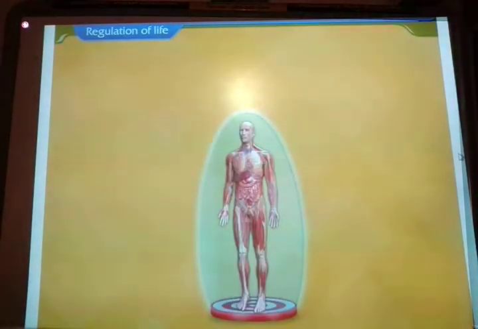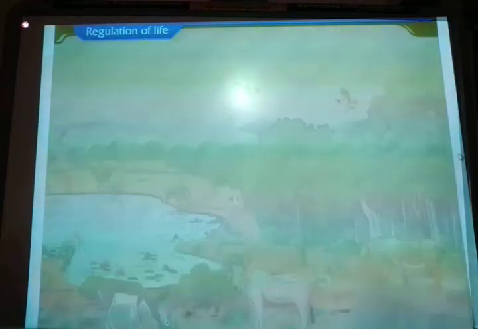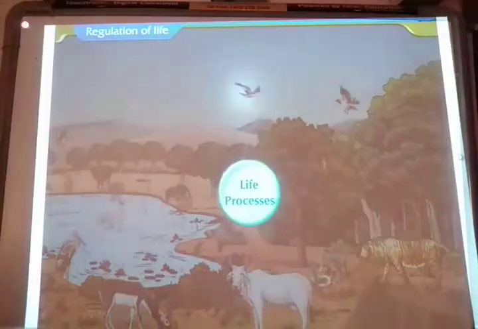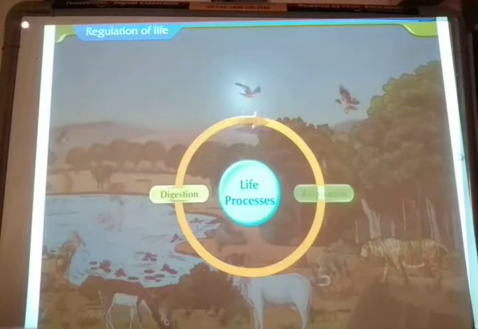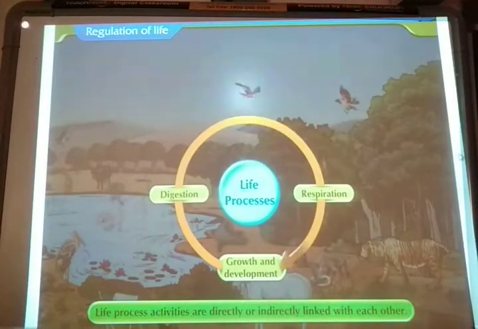We have learned about various life processes like nutrition, respiration, excretion, digestion, etc., which are essential for the survival of every individual. In all living organisms, life processes such as digestion and respiration, growth and development must occur simultaneously one after the other because these activities are directly or indirectly linked with each other.